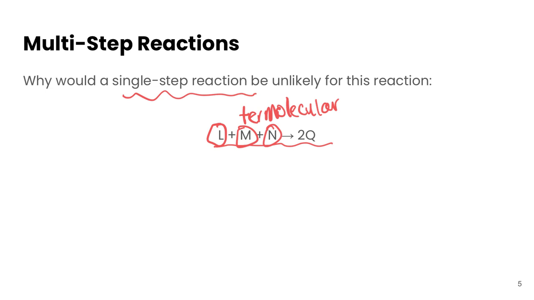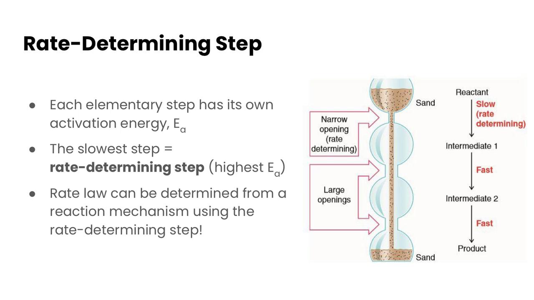So usually when you see a reaction like this where you have at least 3 things reacting, it's more than likely happening through a multi-step reaction. Okay, so what does this all have to do with rates of reactions? Well, every elementary step has its own activation energy, EA, and the slowest step in our reaction mechanism is going to be our rate determining step. So this is the one with the highest activation energy.